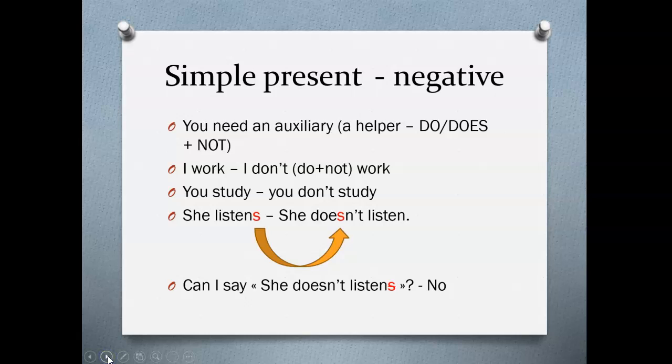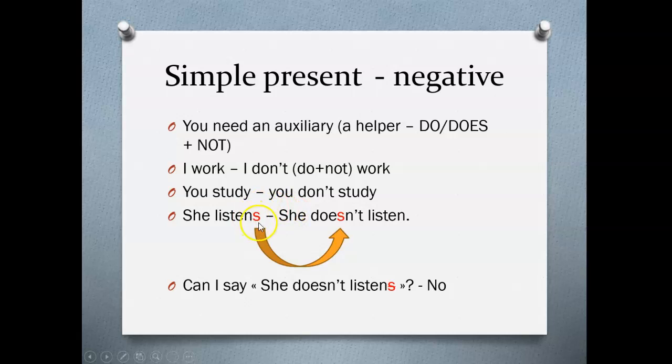For all other verbs in the simple present, to make them negative, you need an auxiliary, which is like a helper verb. And the helper verb in English is do or does plus not. Well, it's the verb to do plus not, but you have to conjugate it. So I work becomes I don't work. You study, you don't study, but she listens.